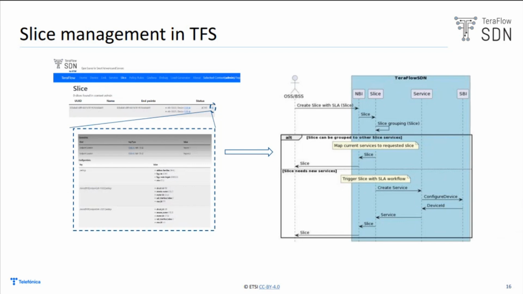The user in this case is the realizer, so TeraFlow checks if there is any slice with these requirements for grouping it, and doesn't create another if it's not necessary. And in case it needs more resources, TeraFlow will create another slice.